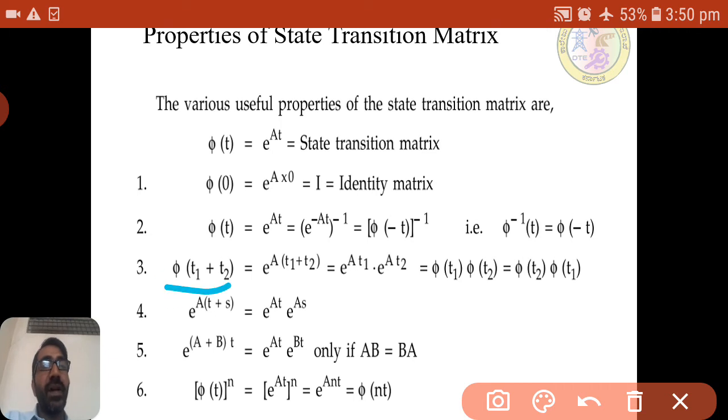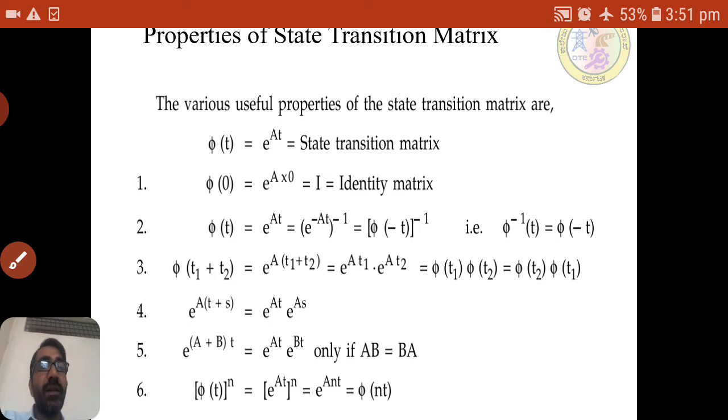Then pi of t1 plus t2. If you represent it in terms of e raised to at, that is e raised to a into t1 plus t2, which is equal to e raised to at1 multiplied by e raised to at2. We know that e raised to at is pi of t, so this is pi of t1 into pi of t2, and the same thing we can also give as pi of t1 into pi of t2 is equal to pi of t2 into pi of t1.